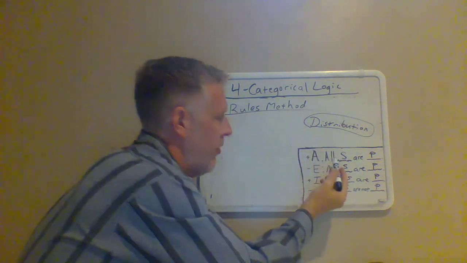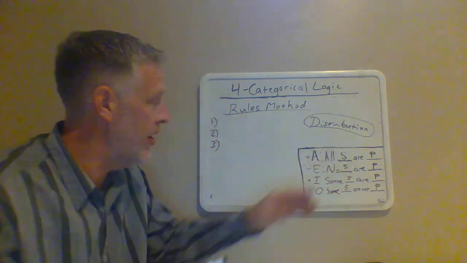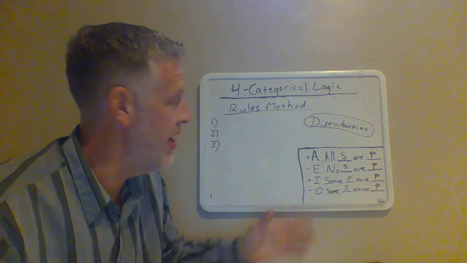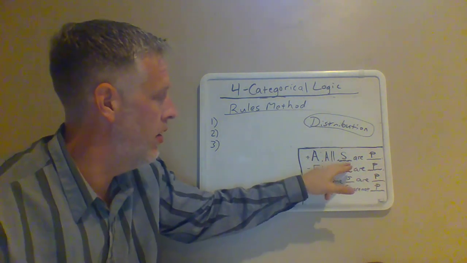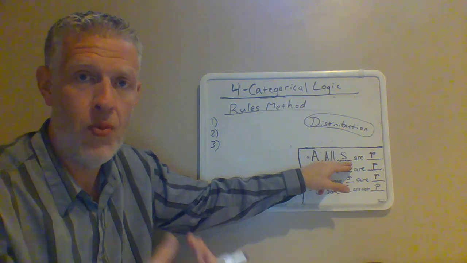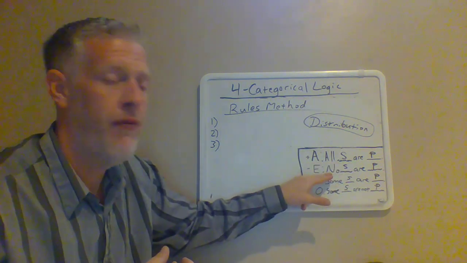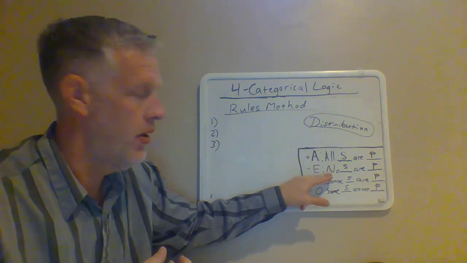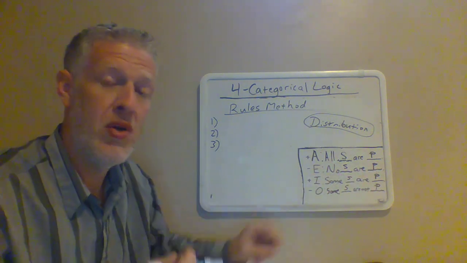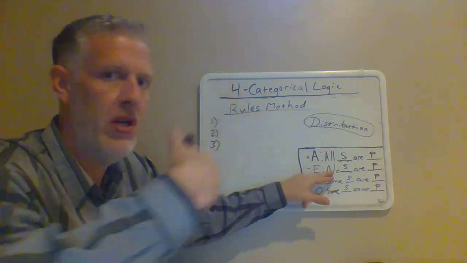So going to an A claim, the idea is, look, if we're told all cats are animals, we know something about every cat, namely, it's an animal, right? So the term cat is distributed. We know something definitively about all cats. Same thing if we're told no dogs are cats. Both those terms are distributed. We know something about all dogs and we know something about all cats, namely that they're not one another.